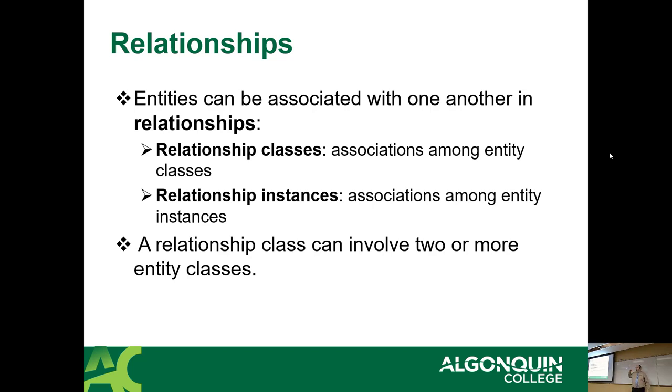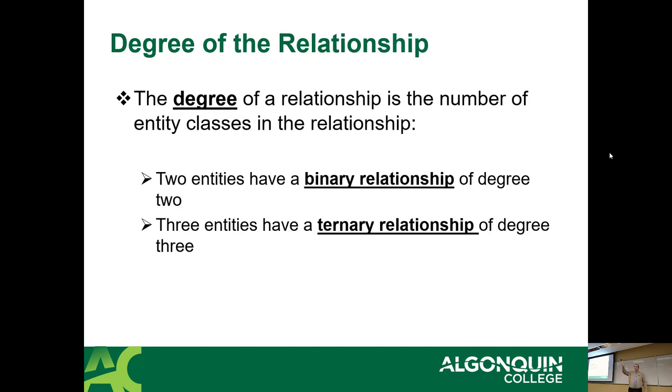So there are degrees of relationships. At first they tried to get really clever and they decided to give each kind of relationship a name. So a binary relationship is a relationship between two entities. Course to section is a binary relationship. Let's pretend this one's not here right now, okay? Course to section is a binary relationship because there are only two entities involved.